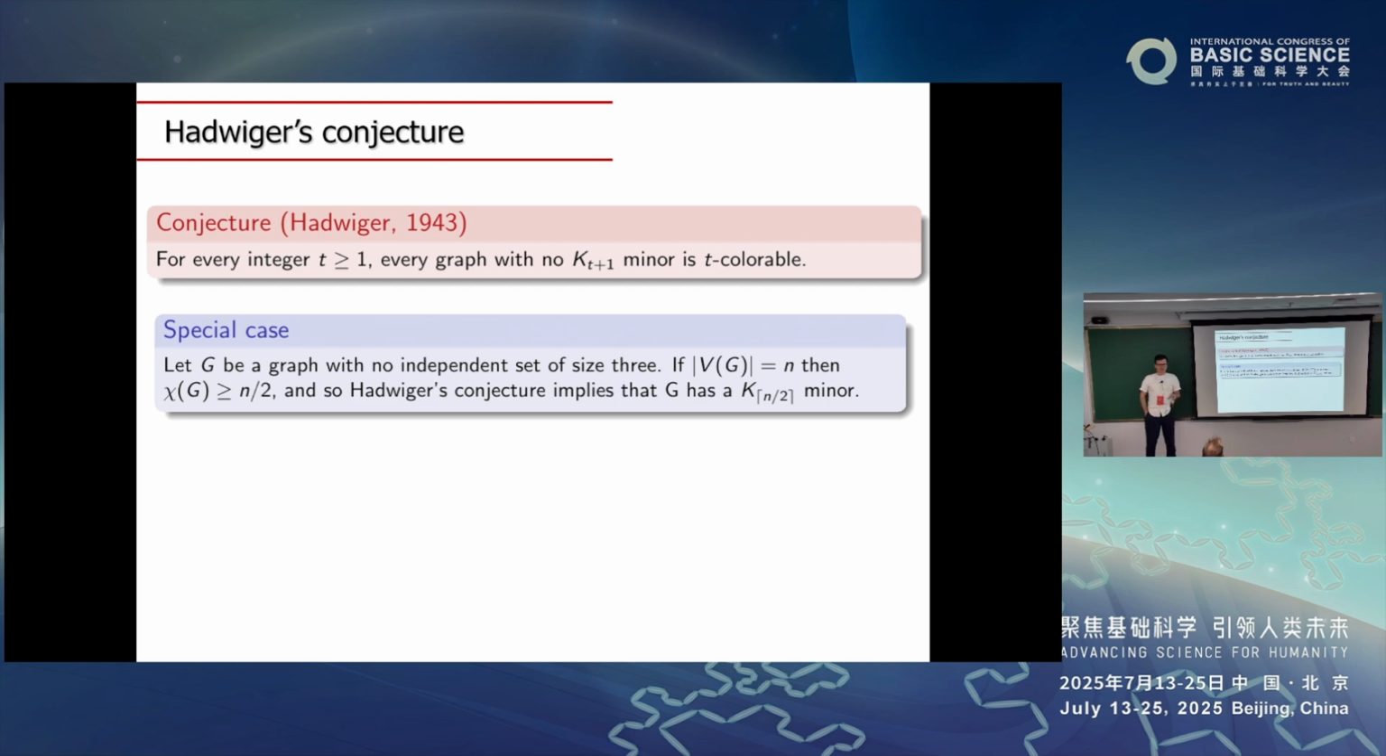Suppose we have a graph where there is no triple of vertices with no edges between them. Then every color class cannot have any 3 vertices with the same color, so you need at least n over 2 colors. So every graph with no independent set of size 3 should have a K_{n/2} minor. But the best that's known is that every such graph has a K_{n/3} minor. Nothing better than 1/3 is known.